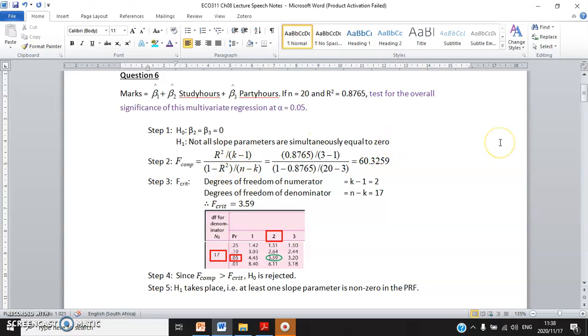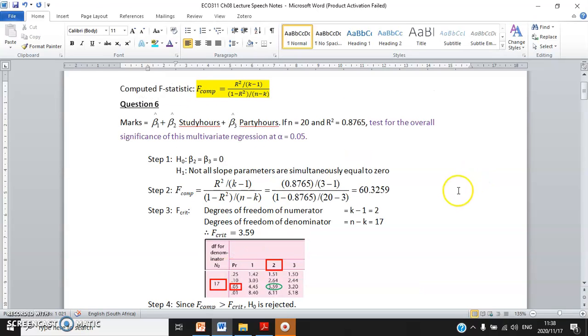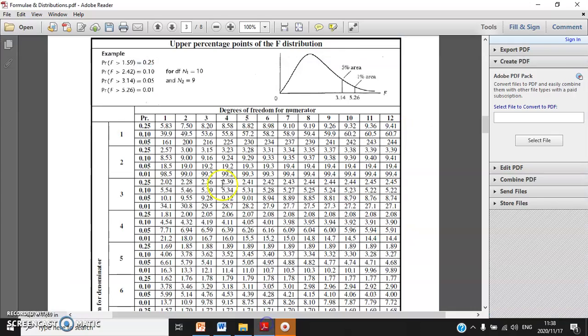I think you should be fine with the first step. And I think you are also fine with the second step, substitution. R squared 0.8765 divided by, remember to use brackets, k minus 1, which means 3 minus 1, divided by 1 minus R squared, and then divided by bracket, m minus k. Okay, 20 minus 3. So this is my computed F statistic, 60 point something. Critical F stat: degrees of freedom of numerator is 2, degrees of freedom of denominator is 17. 2 and 17, alpha is 5%.